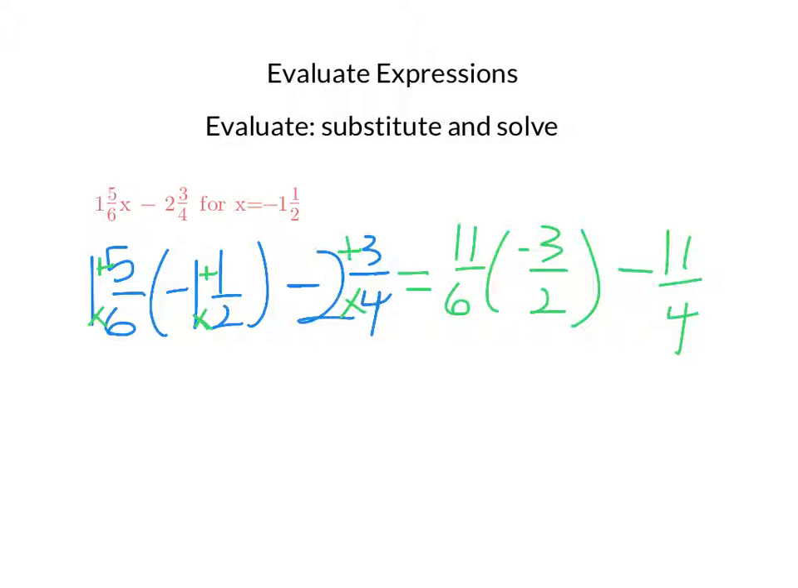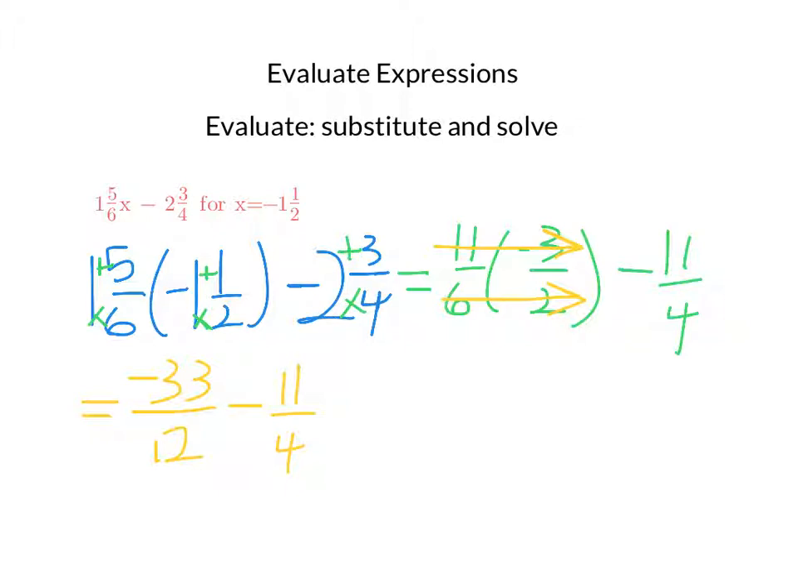Well, now we have an order of operations. We have multiply and we have subtract, so we need to multiply first. And the nice thing about fractions is that when you multiply, you don't need a common denominator or anything. All you need to do is multiply straight across the top and straight across the bottom. So this gives me negative 33 over 12 minus 11/4.